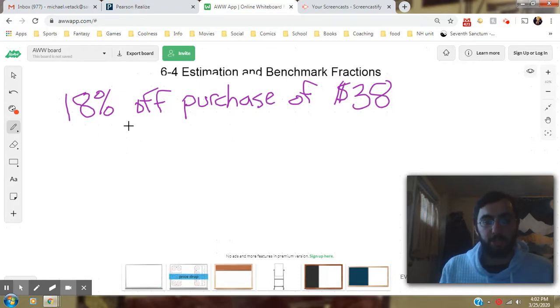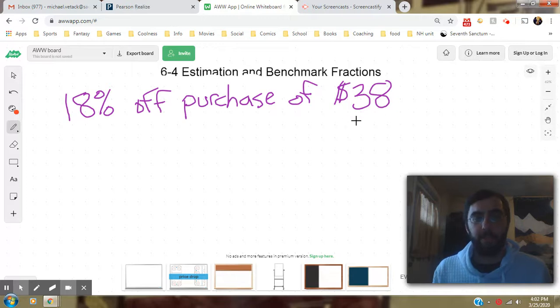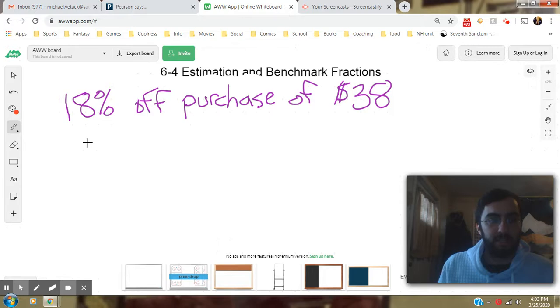So right now, just understanding the word problem, off means that we're going to be taking money away from this. So full price is $38, but we get a little discount here, so our answer should be less than 38 right off the bat. So if we get a number that's higher than 38, we know we did something wrong. So same process we're going to do before. So 18%, let's change that to 20%.